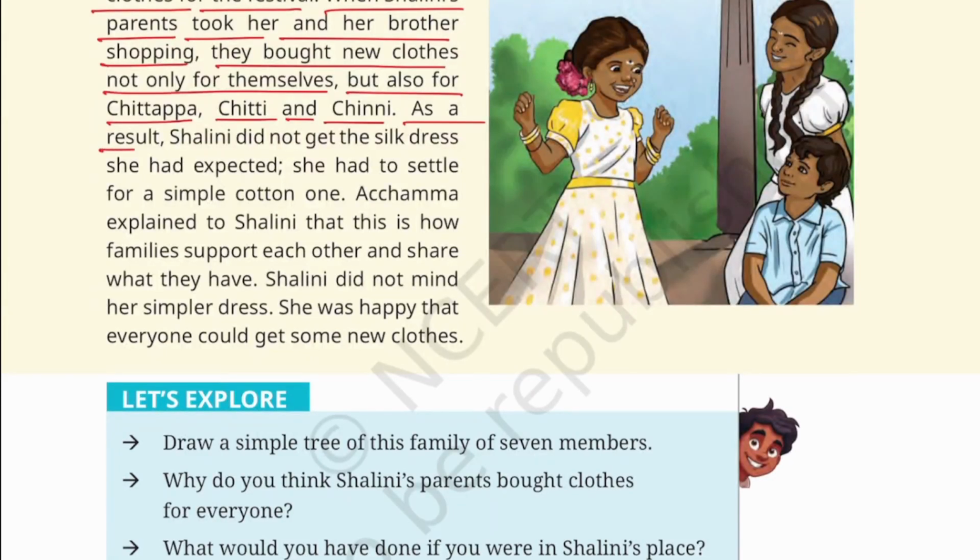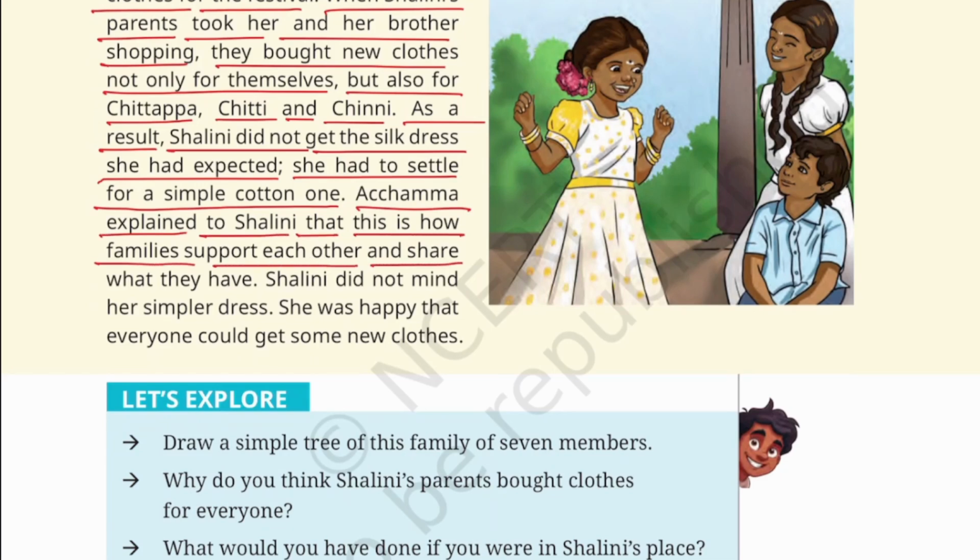As a result, Shalini did not get the silk dress she had expected. She had to settle for a simple cotton one. Achamma explained to Shalini that this is how families support each other and share what they have. Shalini did not mind her simpler dress. She was happy that everyone could get some new clothes.